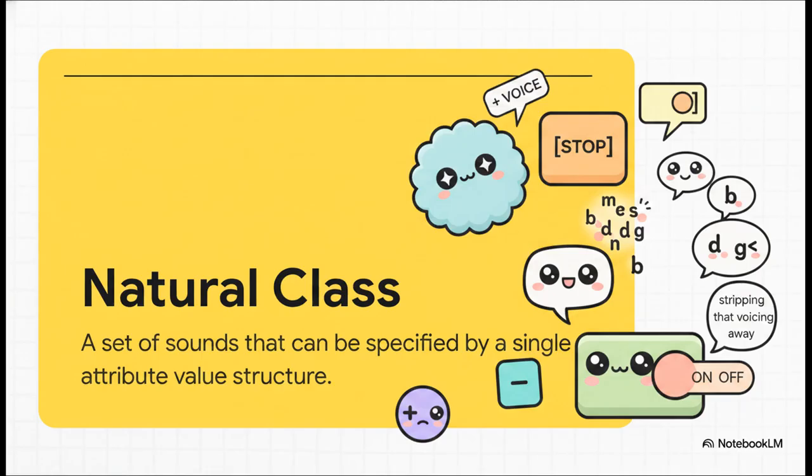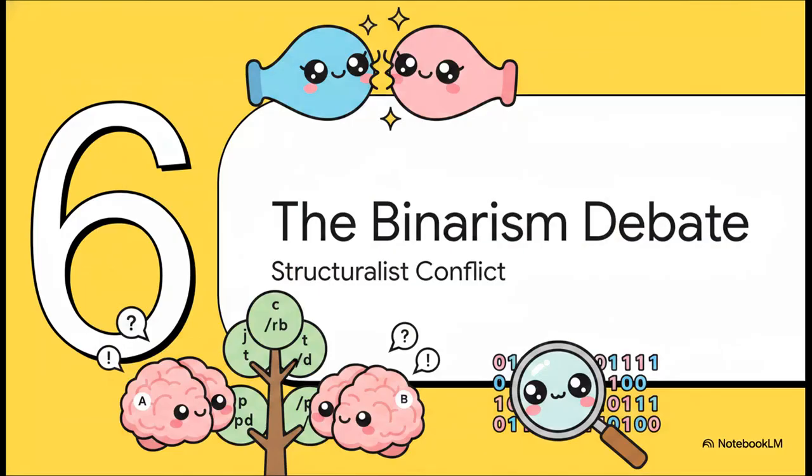Because they share these specific feature toggles, they form a natural class, which allows linguistic rules to apply to whole groups of sounds uniformly. That German devoicing rule? It doesn't just target a b, it targets any consonant at the end of a word that has a positive voice feature, stripping that voicing away perfectly and uniformly across the board. It's amazingly efficient. Which brings us to our final section, Part 6, the binarism debate and the structuralist conflict.